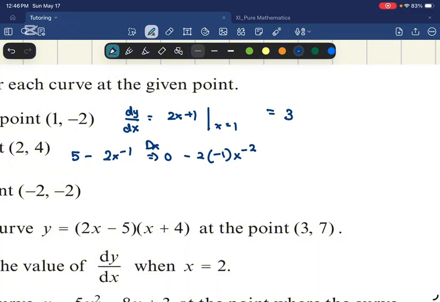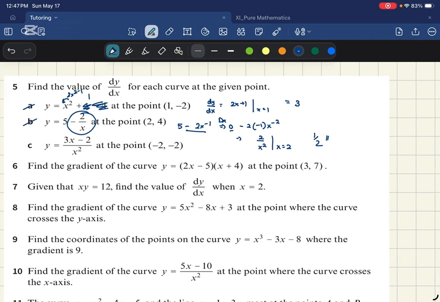X to the power minus 2, right? I have differentiated this. So if 5 differentiates to 0, the second term differentiates to this. I have 2 over x squared. And now I can substitute x is equal to 2. I get 1 over 2. So that is B. Because 2 squared is 4, and 2 over 4 is just 1 over 2.